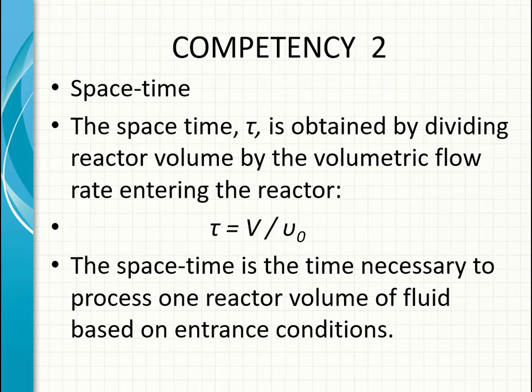Space-time. The space-time tau is obtained by dividing the reactor volume by the volumetric flow rate entering the reactor. So tau is equal to the volume of the reactor divided by the volumetric flow rate going into the reactor. The space-time is the time necessary to process one reactor volume of fluid based on entrance conditions.